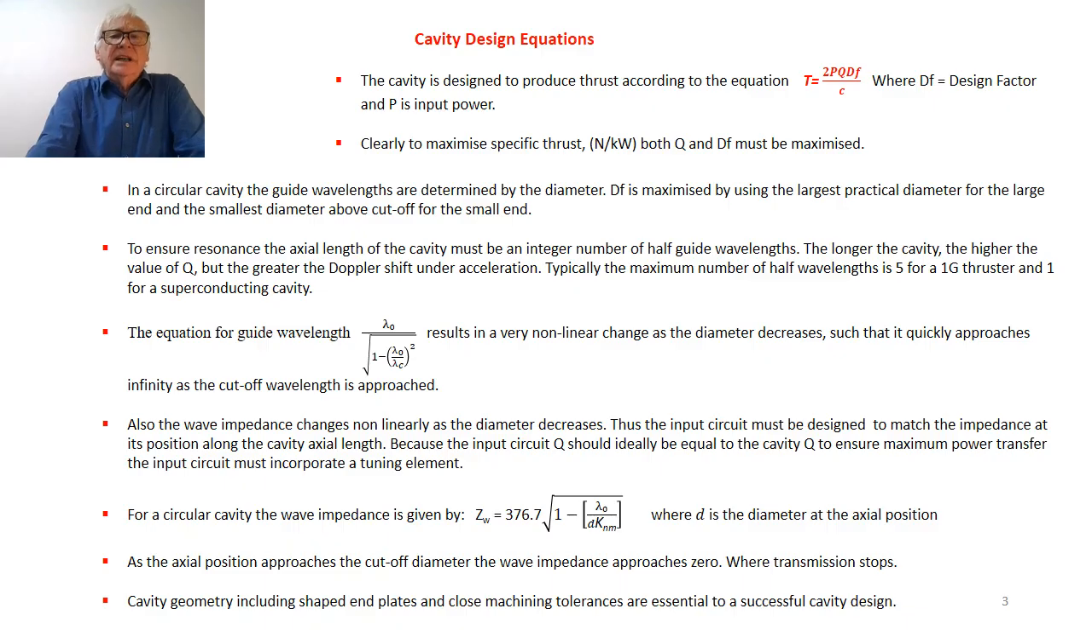We actually design the cavity by determining an integer number of half wavelengths, half guide wavelengths, and basically the longer the cavity, the higher the Q, but then you get a larger Doppler shift under acceleration. So as always, design is a compromise. And typically we use a maximum number of half wavelengths. There's 5 for a first generation thruster, and this comes down to 1 for a superconducting cavity.